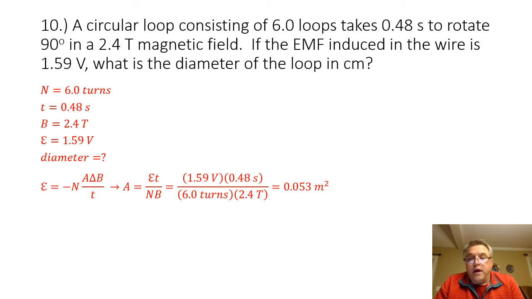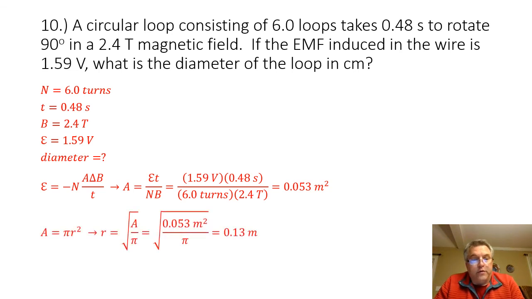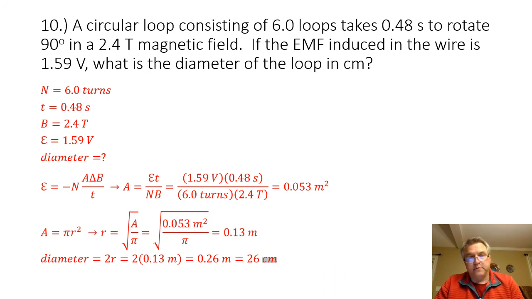Now that I know the area, I can use that to find the radius of the loop. And I know the area is equal to pi times the square of the radius. When I solve that for the radius, it will equal the square root of the area divided by pi. When I do the math for that one, I'm going to have a radius of 0.13 meters. I know the diameter is 2 times my radius, so 2 times 0.13 meters is going to equal 0.26 meters. And I'm asked to find my answer in centimeters, so 0.26 meters is going to equal 26 centimeters.